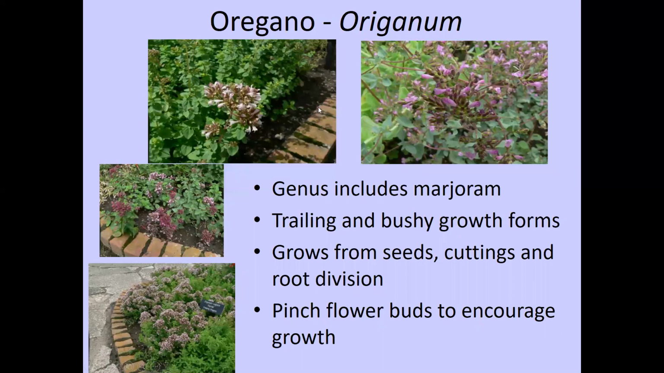And we're getting into oregano, again, used a lot in Italian dishes. It's really good to keep it. There's two varieties. There's trailing and bushy. So both forms, depending on what you're looking for in your landscape. It can grow from seeds or cuttings, or even from dividing the different sections of your roots.